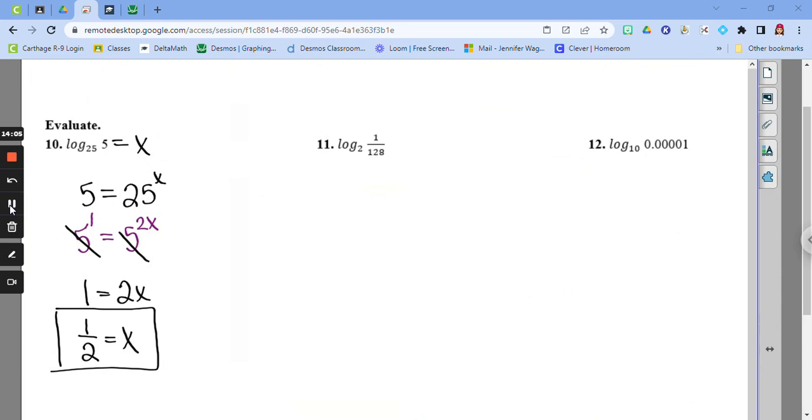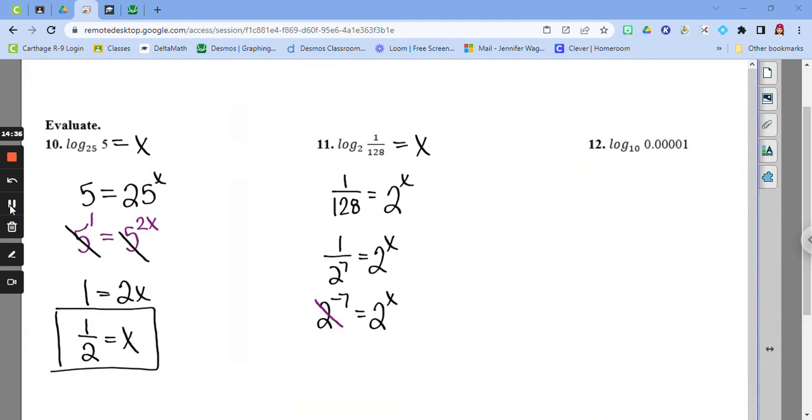All right, so 11. Again, we're going to let it equal x. I'm going to bring it out. 1 over 128 equals 2 to the x. So 128 is 2 to the 7th. Keeping in mind, you can't have 1/2 versus 2 as your bases. So I need to make that 2 to the -7 equals 2 to the x. When we drop our bases, x is -7.